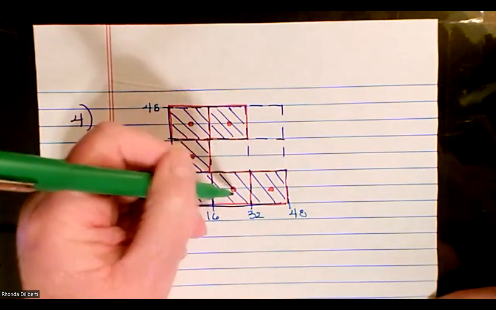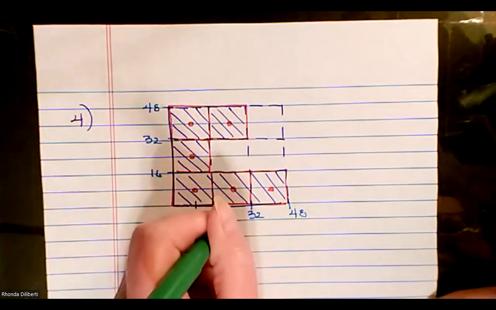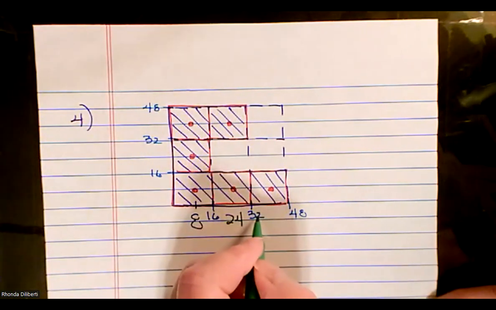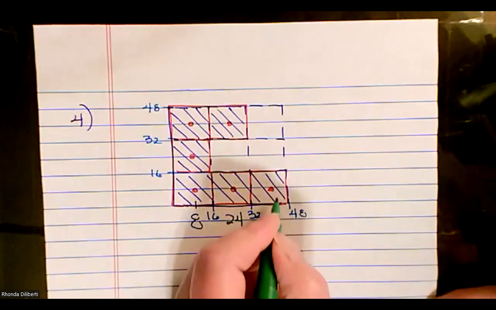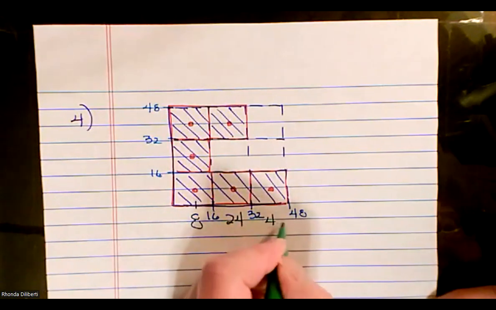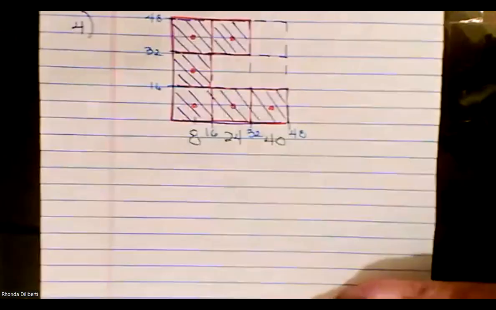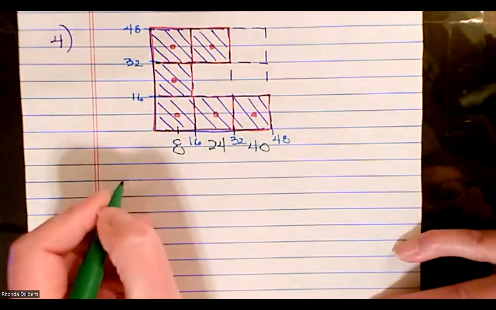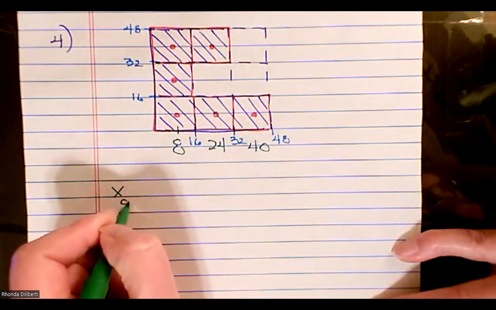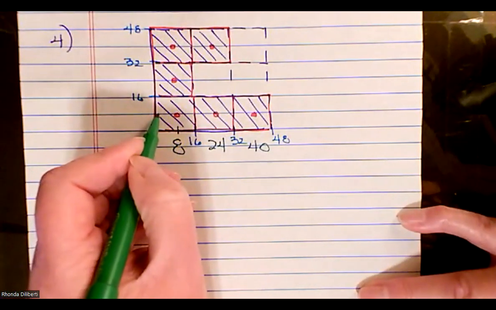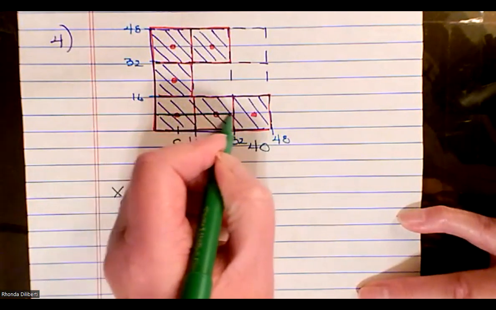And these dots, 16 plus 8, are going to be on the 24 location. And 32 plus 8 is going to be 40. These are going to be on the 40 location. All right, so let's see what we can do with this. Let's walk across the x-axis. So I'm going to make this the x-axis.